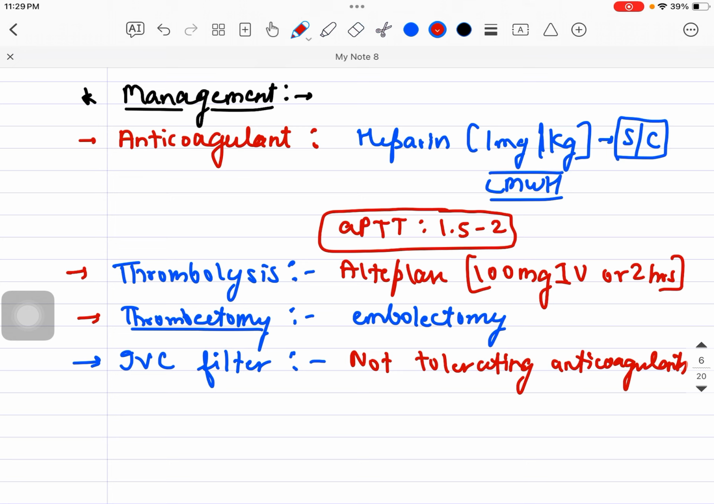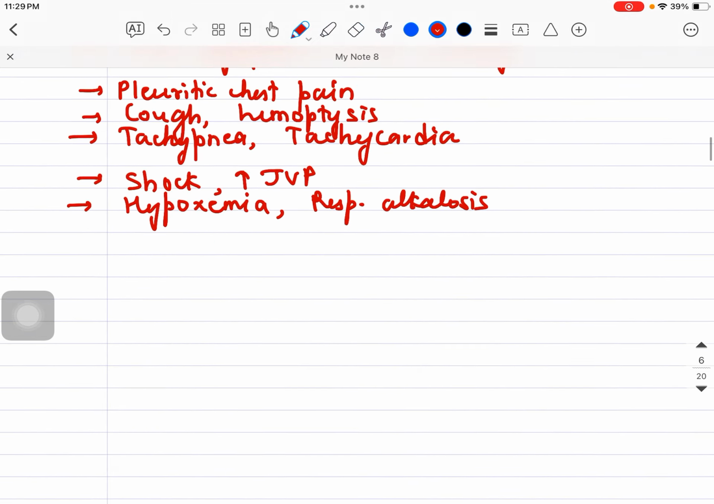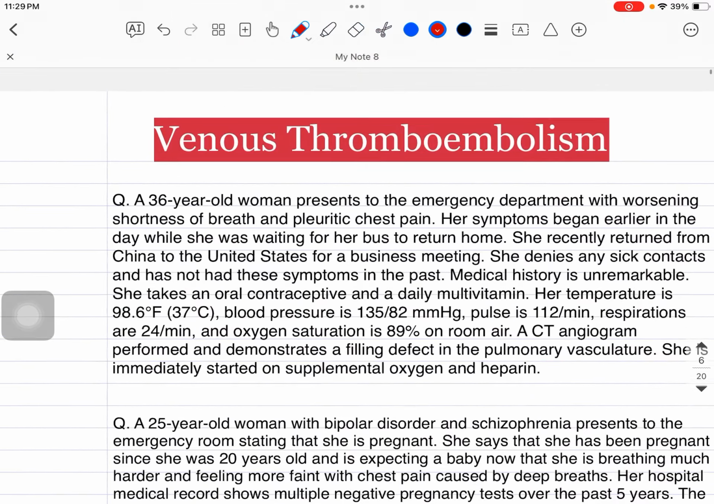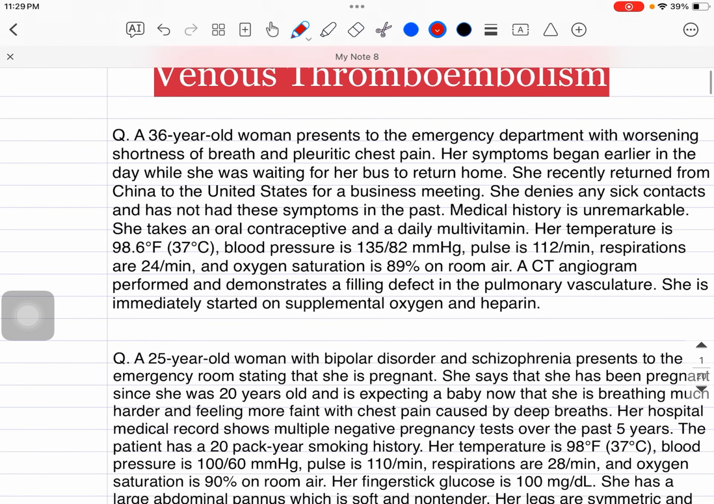Let's revise this particular thing with the help of some MCQs as well. So let's try some MCQs, guys, and let's see whether we are able to tackle some of those or not.